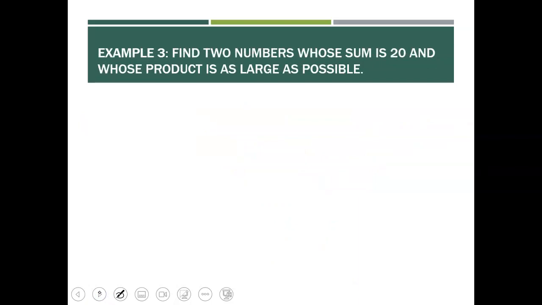Find two numbers whose sum is 20 and whose product is as large as possible. So, perfect. You already got the first part, right? X plus y has to equal 20. And then x times y has to equal some big number.